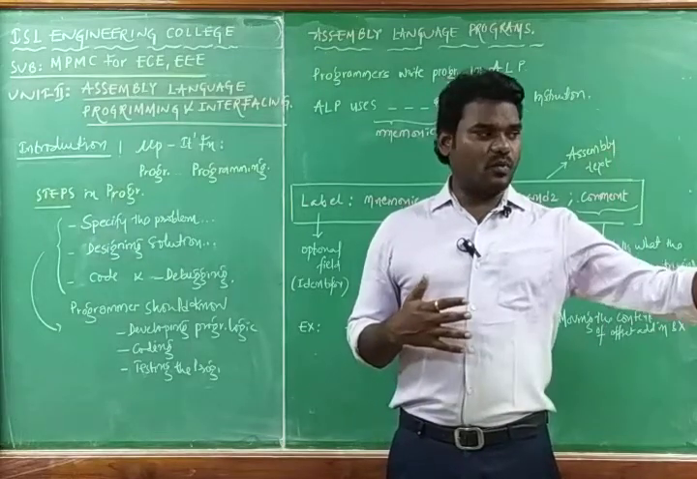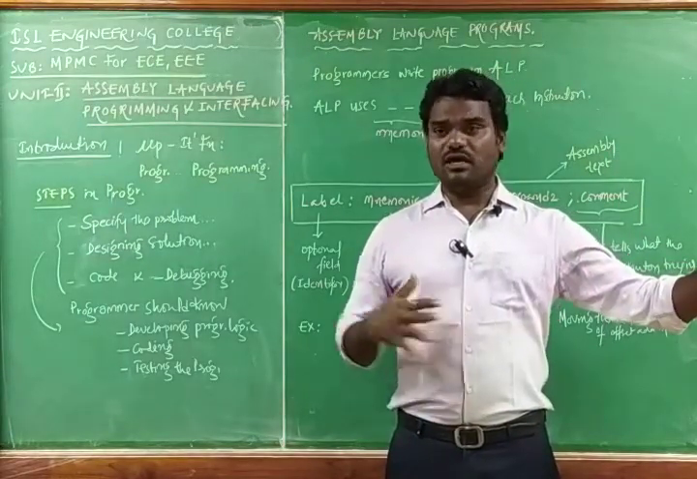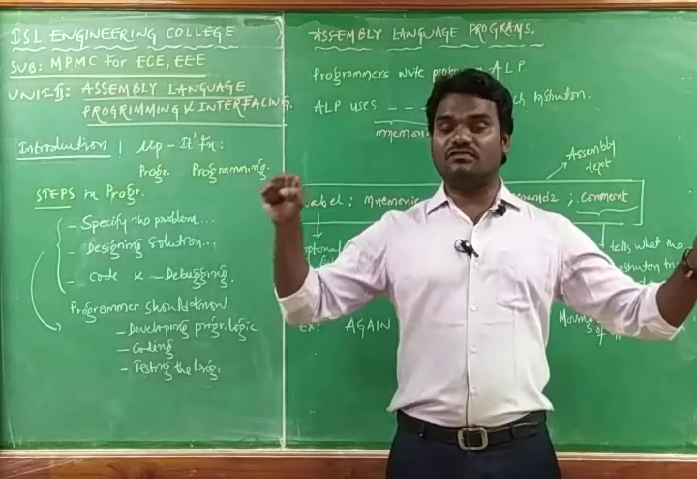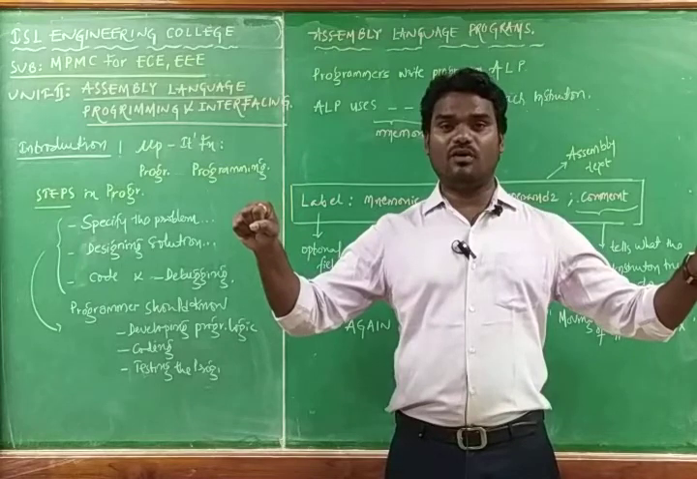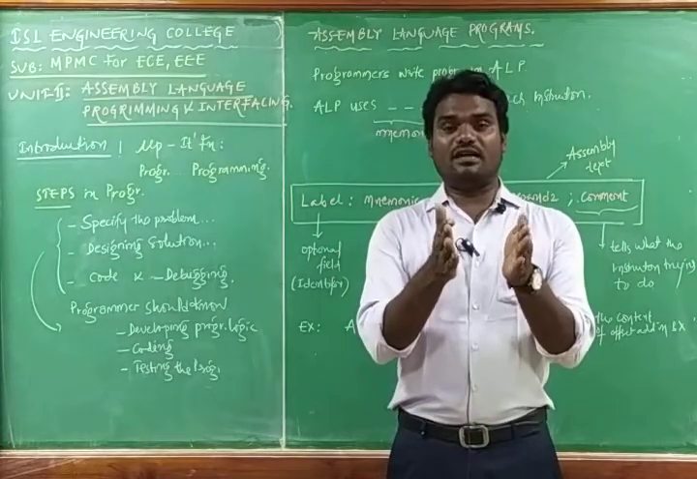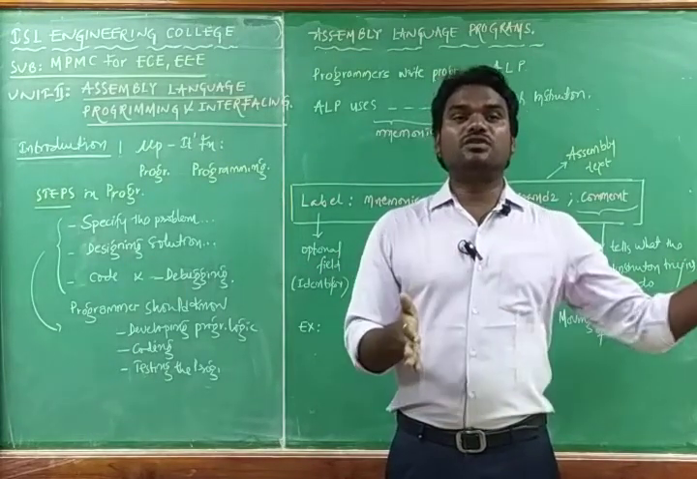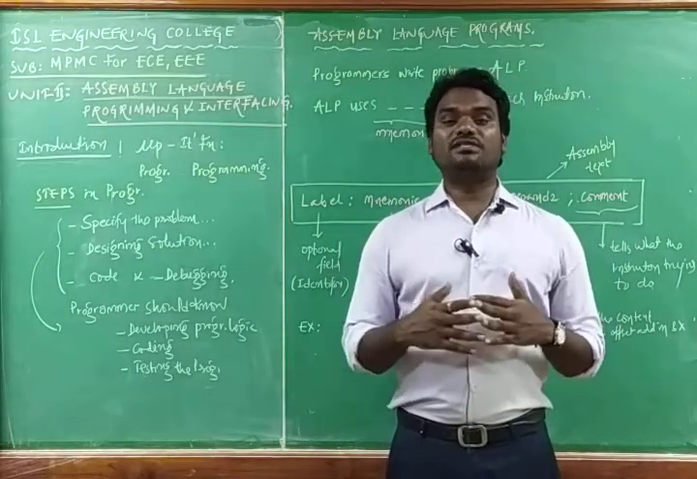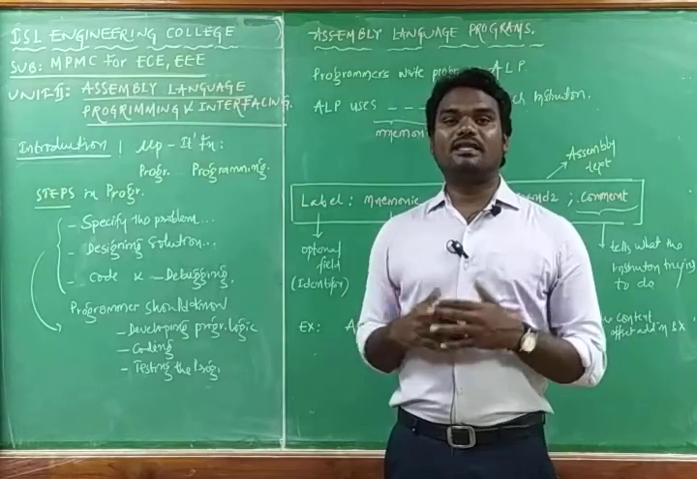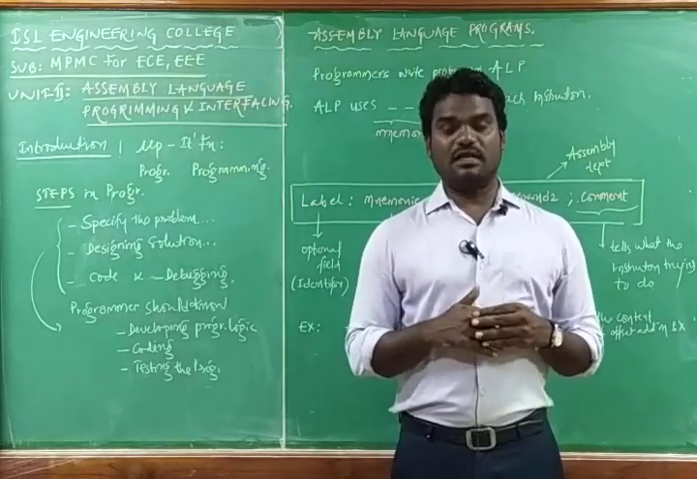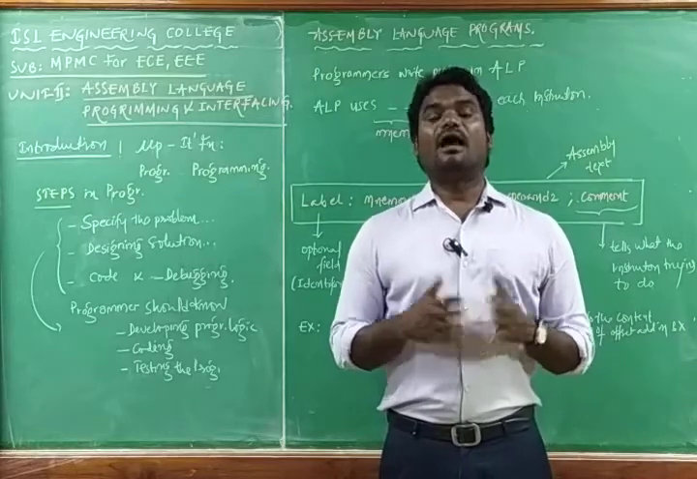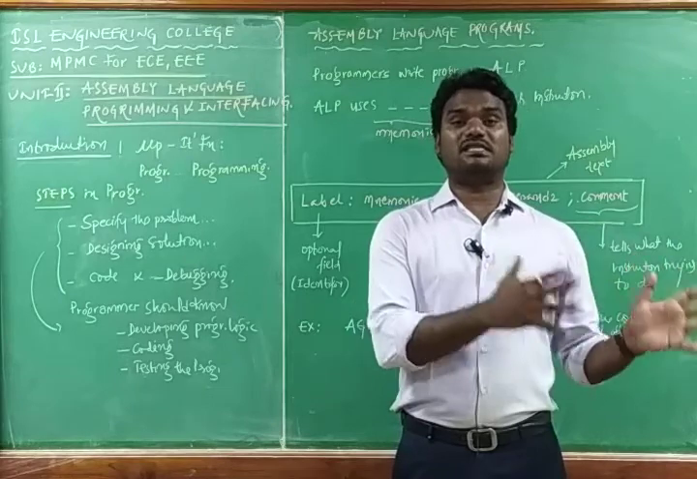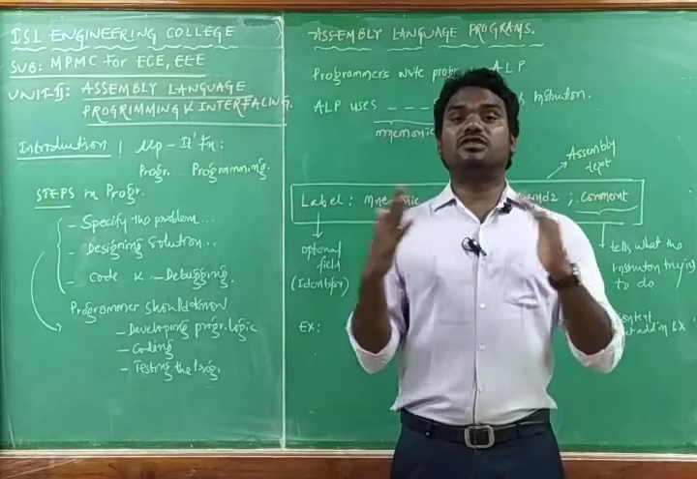We develop the program in assembly language, whereas the microprocessor can read the instructions only in binary form. So the assembler is going to take the assembly language program and convert it into the machine language which can be readable by the microprocessor. The definition of assembler: an assembler is a program which is going to convert an assembly language program into machine language.